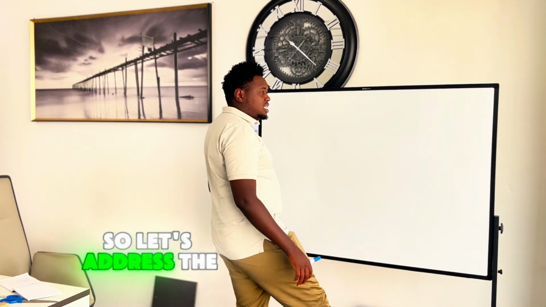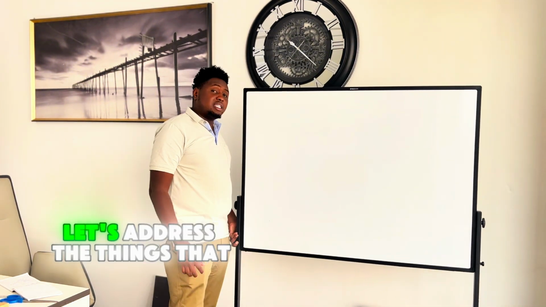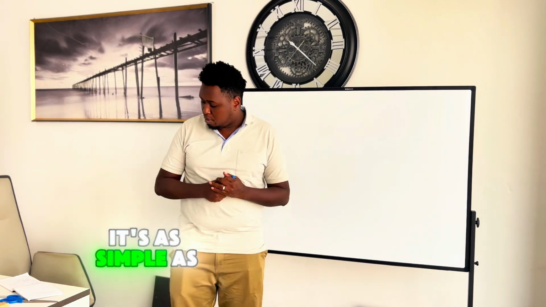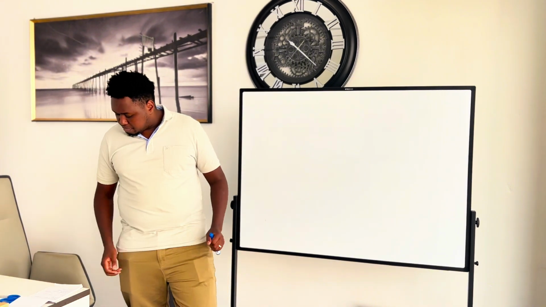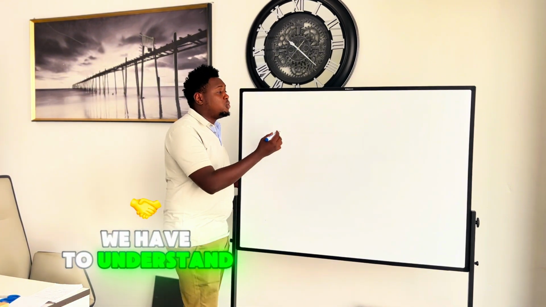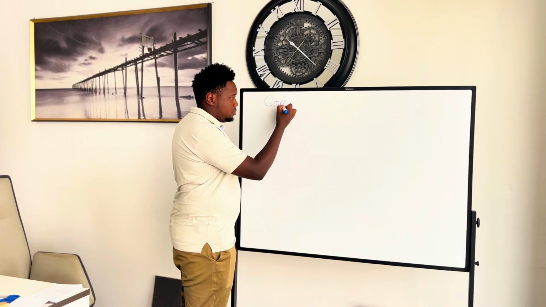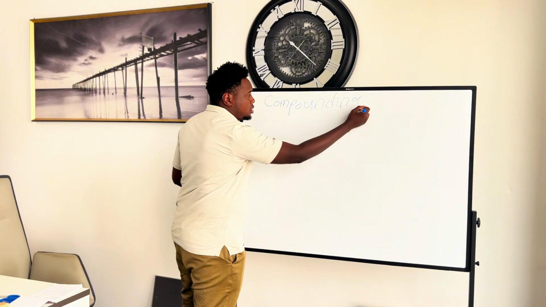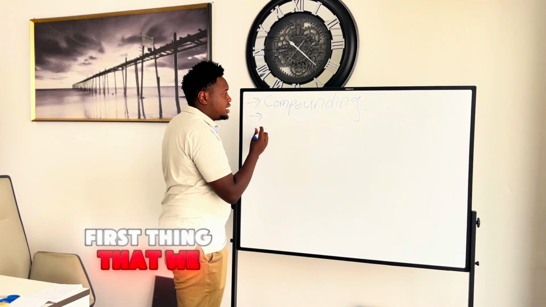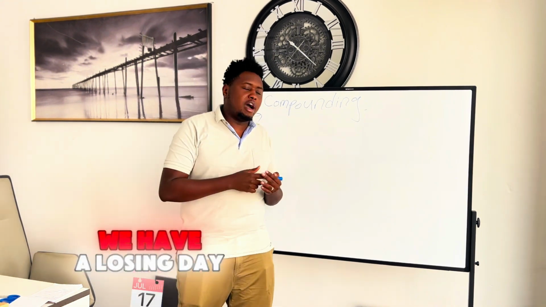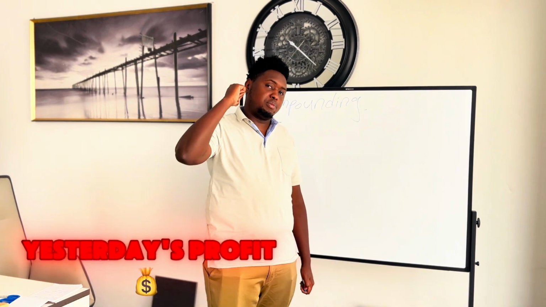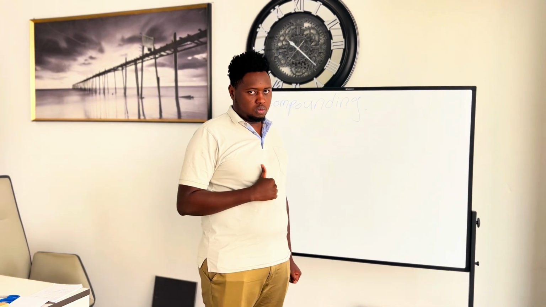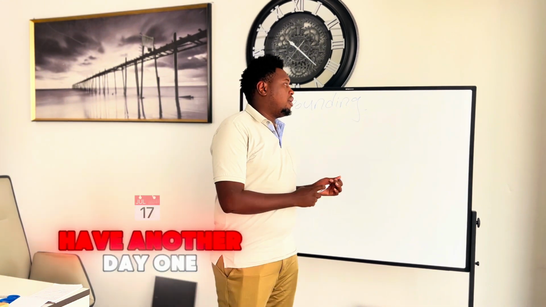So let's address the things that we need so that you can be able to beat our targets. It's as simple as this. First thing we have to understand, we have to compound our profits. Compounding is the first thing that we need. This means even if we have a losing day, we will not withdraw yesterday's profit. So we will count the next profit as our day 2. You understand? So we have our day 1.